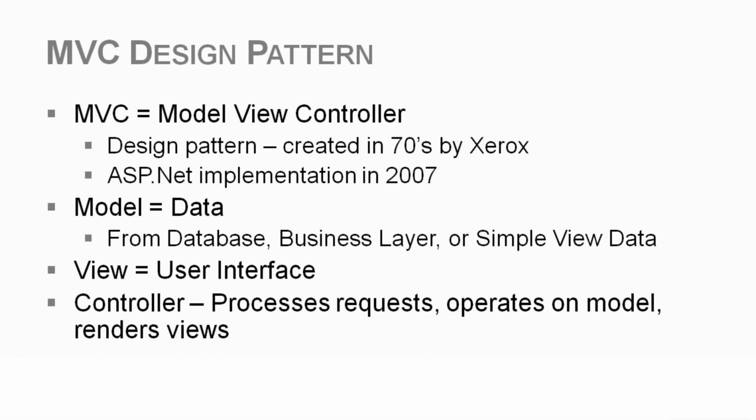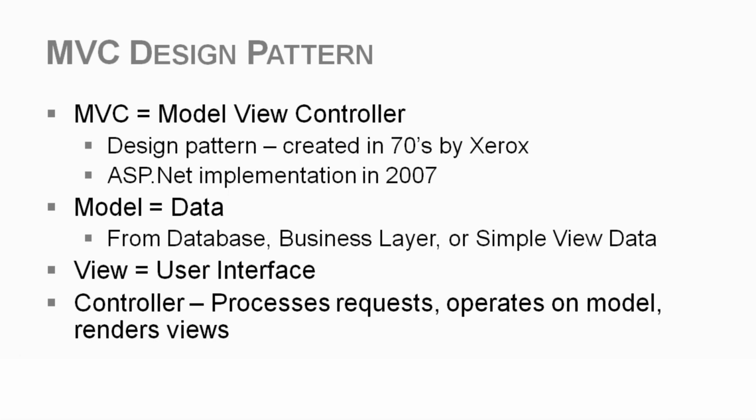MVC actually describes the entire architecture of the application, and it breaks it up into those three pieces: model, view, and controller. The model is essentially equal to the data, and that data can come from anywhere. It can come from a database, which is often the case, a business layer, which may also talk to a database, but the business layer itself would be the model in the MVC pattern, or just a simple view data. Perhaps it comes from an XML file, or just a text file, or it's just an object that is created.